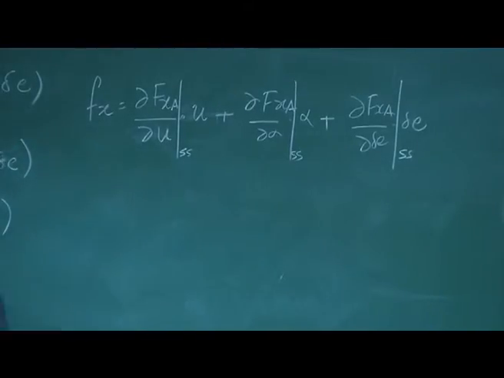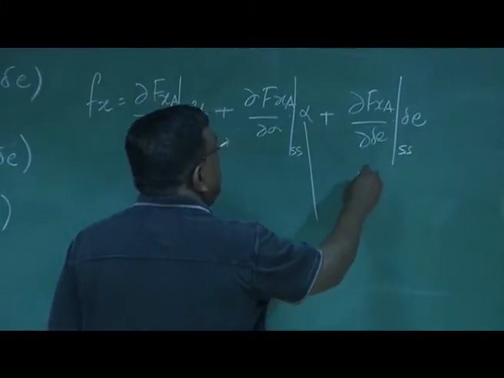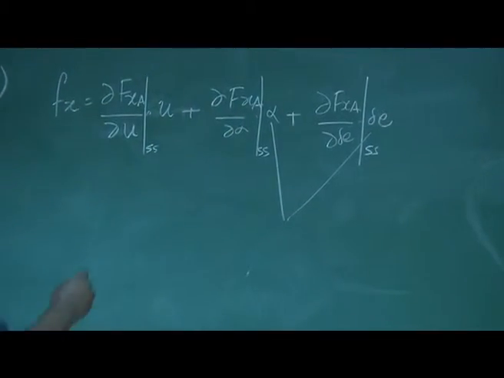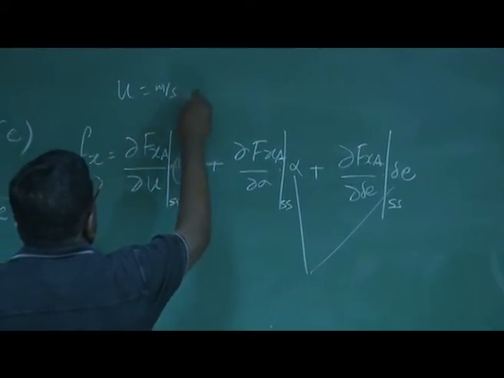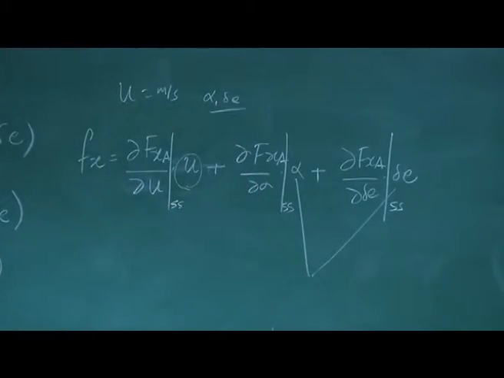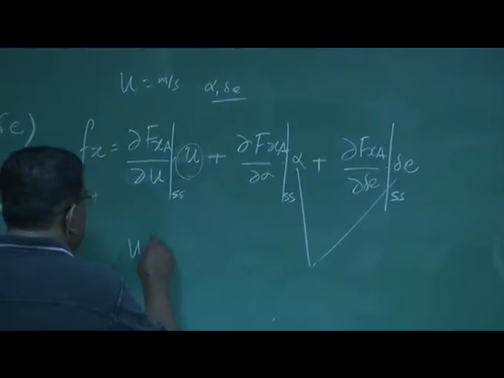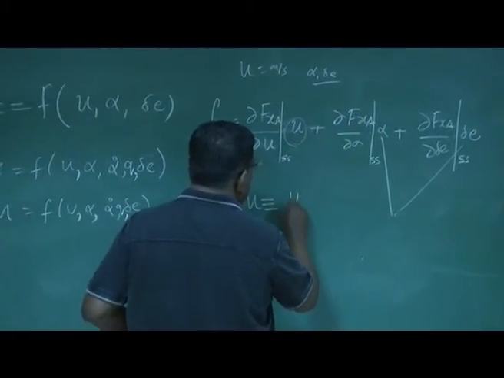But there's another thing you should observe here. What is the dimension of alpha and delta E? They are dimensionless, radians. But what about u? u is in meters per second, whereas alpha and delta E are dimensionless. We want to write the whole equation in terms of consistent, dimensionless motion variables or control variables. So the trick is we write u as u by u1.